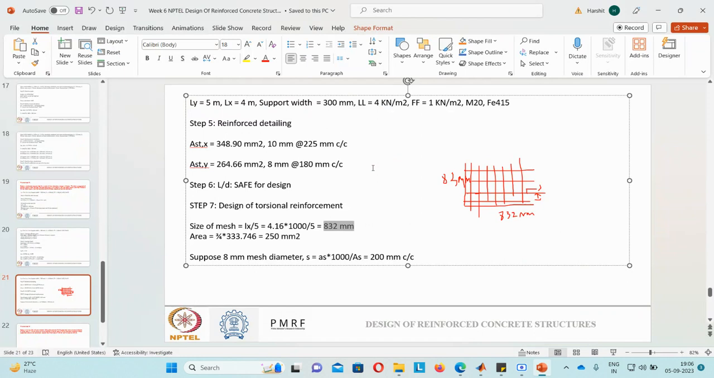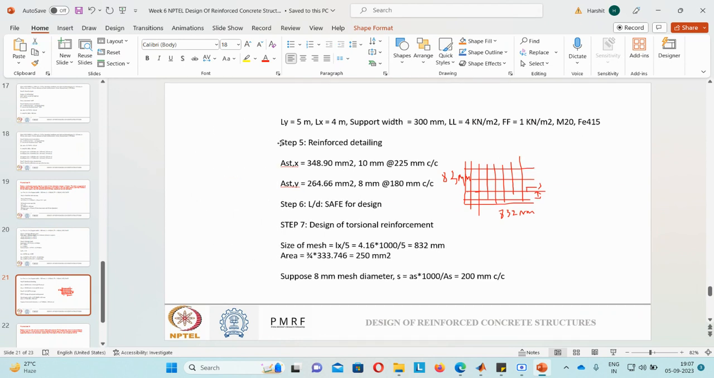4 into 16, 16 is the diameter of the bar. Where in torsional reinforcement, where you read 16, size of mesh is equal to Lx by 5. So 4.16 is my length of the shorter side. Sorry sir, I got it, 4 into 16, that's why I was confused. No, it is 4.16. So just remember the clause Lx by 5 and 3/4 the area.